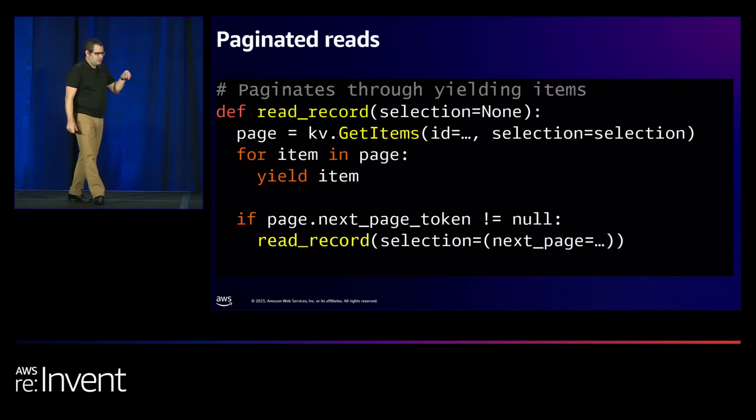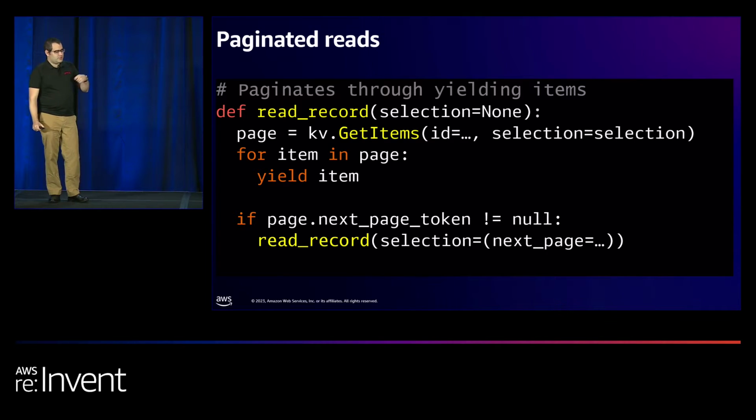So here's some pseudocode of the KV get items API. It returns a page of items, usually about 2 megabytes. And then the service returns a page token saying, hey, there's more data. You have to keep reading.